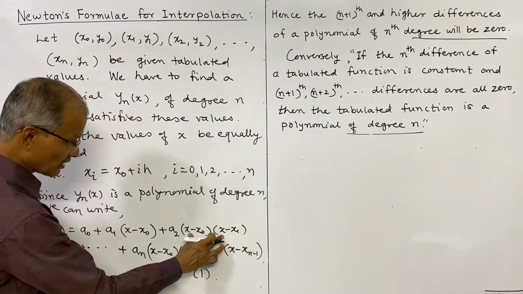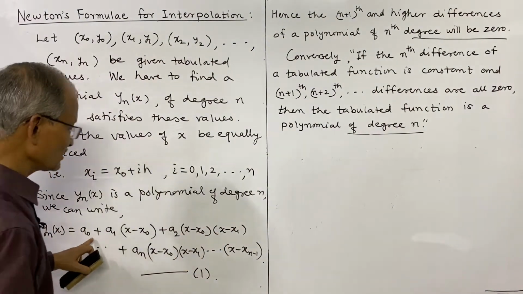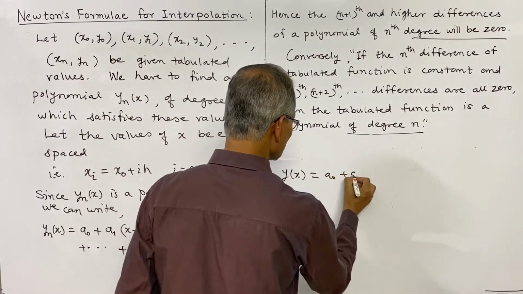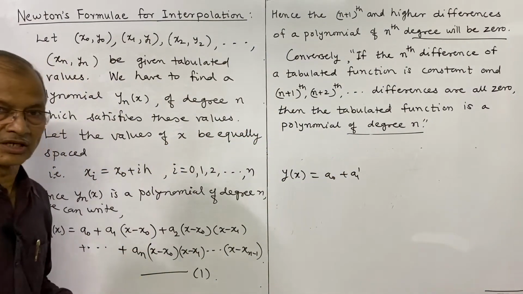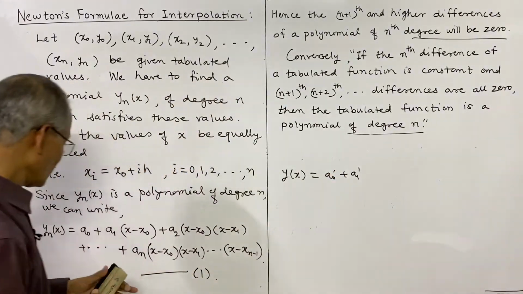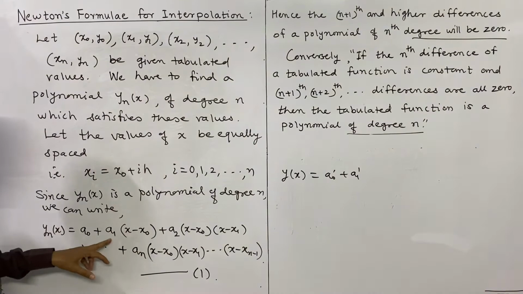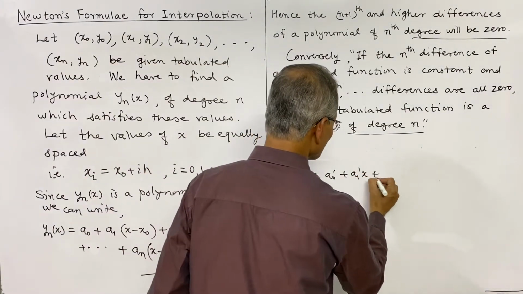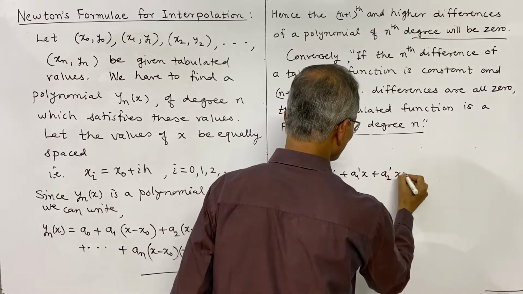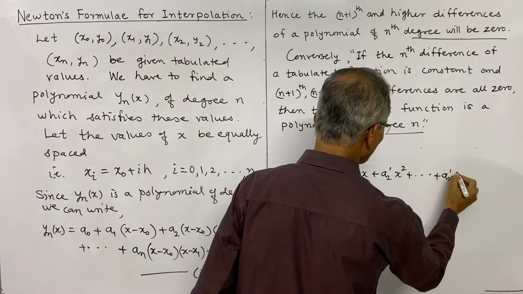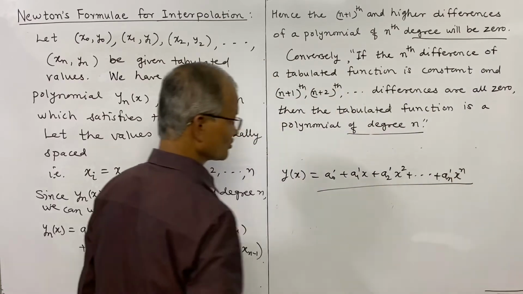and this is the term of x into x, that is x square. This can be written in the form y of x is equal to a naught dash plus a1 dash x plus a2 dash x square, and so on up to an dash x to the power n. The coefficient will change, because a1 into x naught is a constant, and that will get added to a naught. So this is a naught dash also.